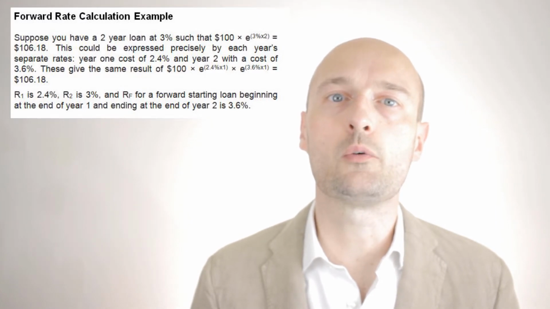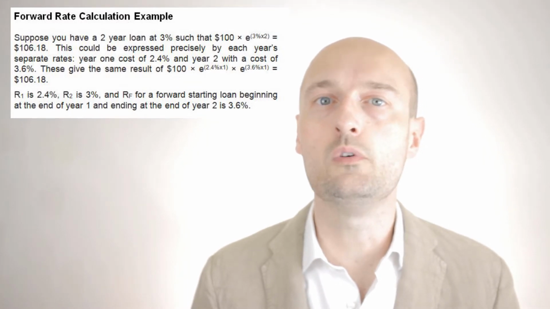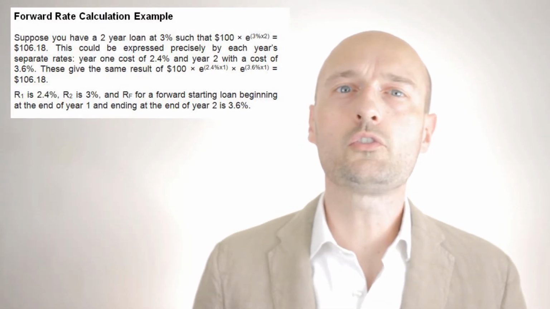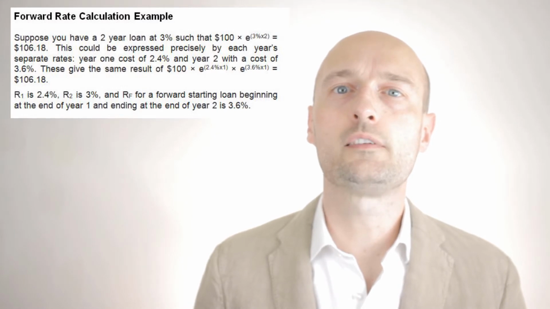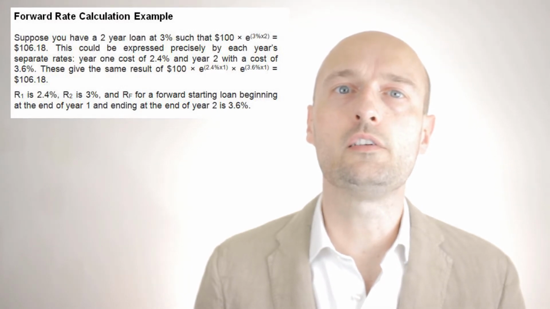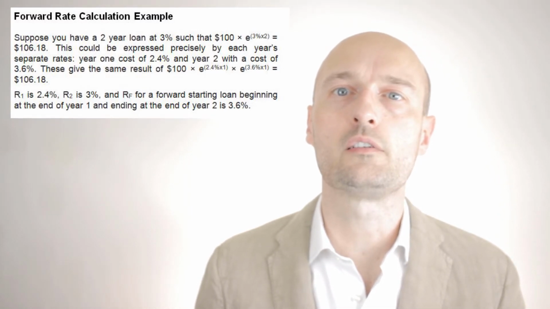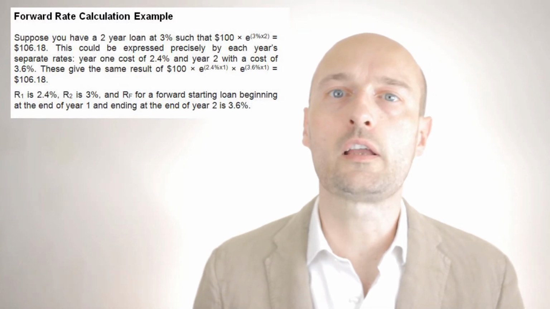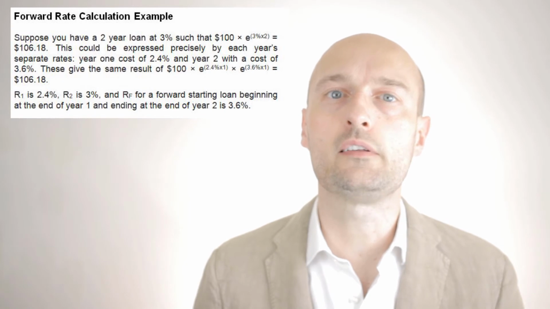$100 invested in the 2-year bond would give us 100 times e to the 3% times 2 for 2 years, or $106.18 after 2 years. In order to get the same amount of money by buying 2 consecutive 1-year bonds, the year 2 bond would need to pay us 3.6%. $100 times e to the 2.4% times 1 times e to the 3.6% times 1 gives us $106.18, the same amount of money. So the 1-year forward rate, starting in 1 year's time, must be 3.6%.